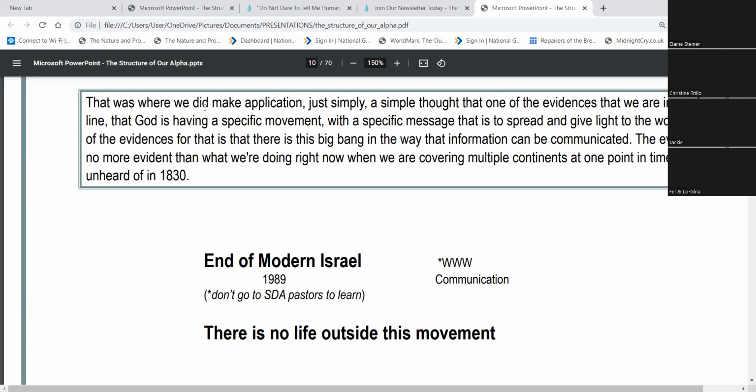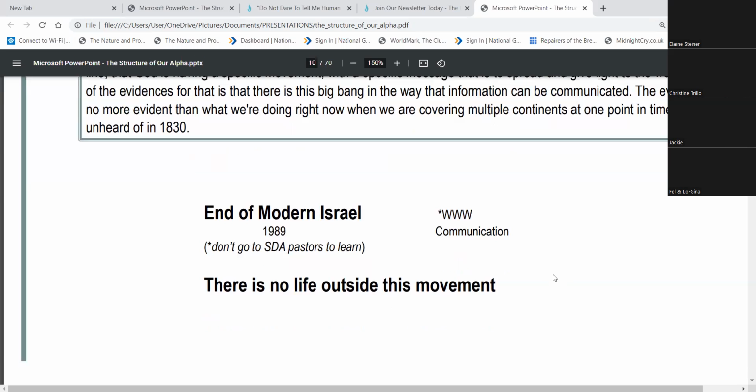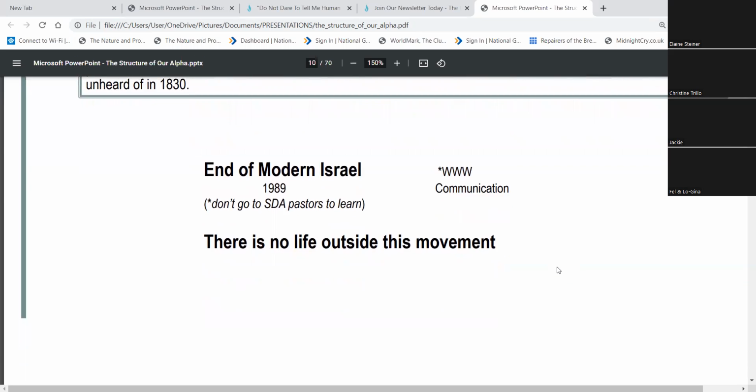We're in the end of modern Israel. That's us. And the end of the time of the end began in 1989. And so we're in this movement, and we don't go back to the SDA pastors to learn because they have no life. And there is no life outside of this movement. And we are able to communicate throughout the entire world through the World Wide Web.